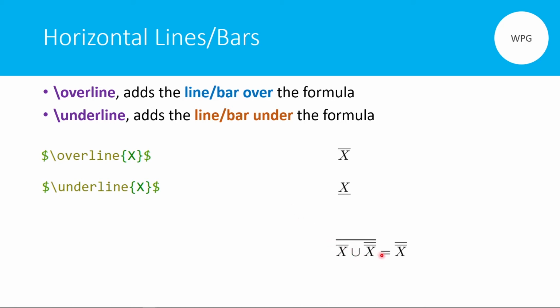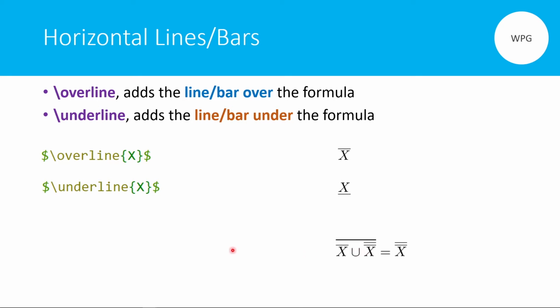The lines can be nested into one another. For example, here X has a bar and this X has double bars. This whole left hand side expression has a complete bar and the right hand side X has double bars.